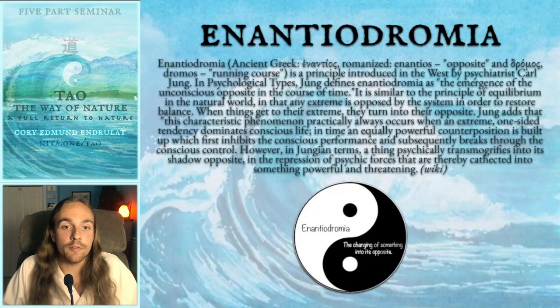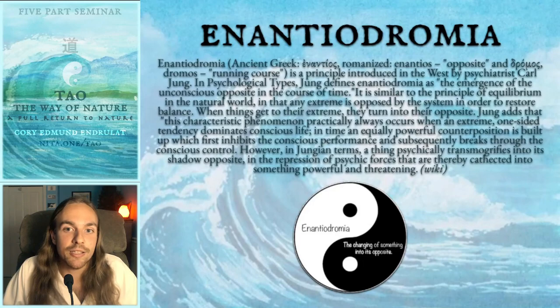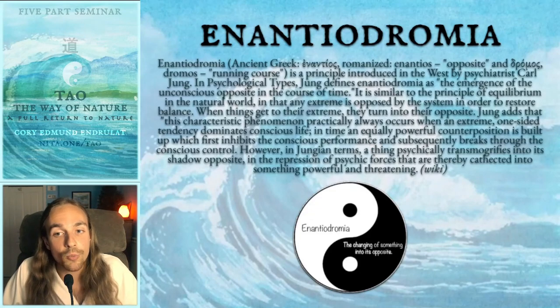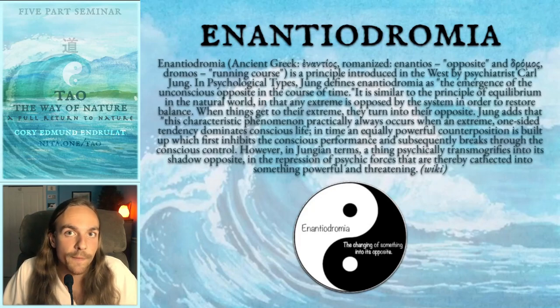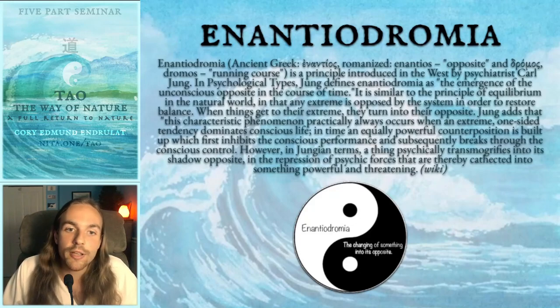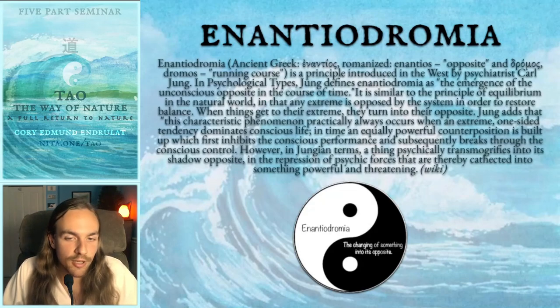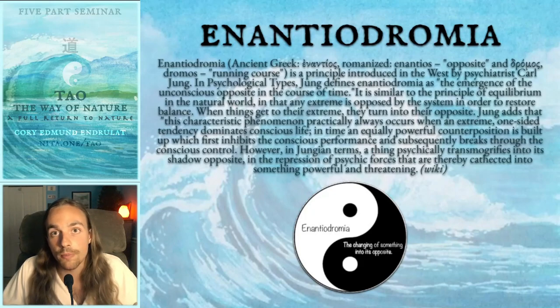And funny enough, there's actually a word called enantiodromia, which is a Greek word that means opposite running course. And it is a principle introduced in the West by psychiatrist Carl Jung. In Psychological Types, Jung defines enantiodromia as the emergence of the unconscious opposite in the course of time. It is similar to the principle of equilibrium in the natural world, in that any extreme is opposed by the system in order to restore balance.